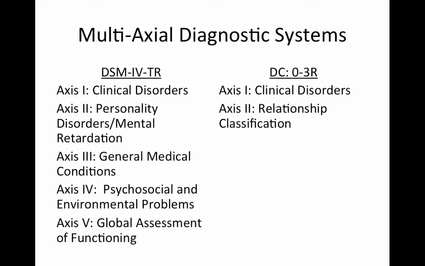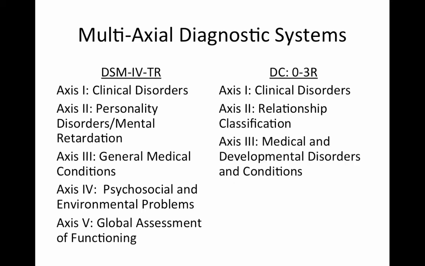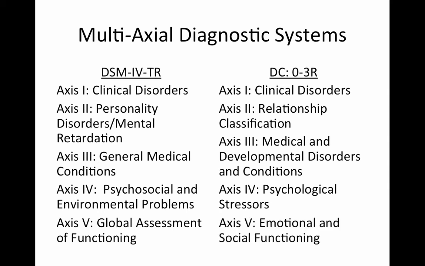The other way to assess relationships for Axis 2 in the DC-0-3 is the Relationship Problems Checklist. Using this tool, each quality of the relationship is described in terms of characteristic behavioral quality, affective tone, and psychological involvement. Again, like the DSM-IV-TR, Axis 3 provides a space to list relevant medical and developmental disorders and conditions. Axis 4 is a place to note relevant psychosocial stressors. And finally, Axis 5 gives a snapshot of the child's overall emotional and social functioning.